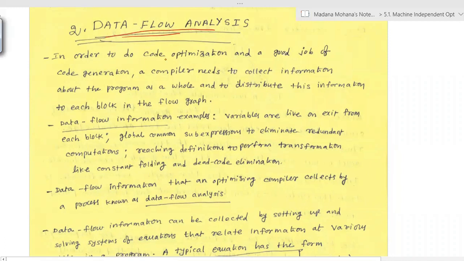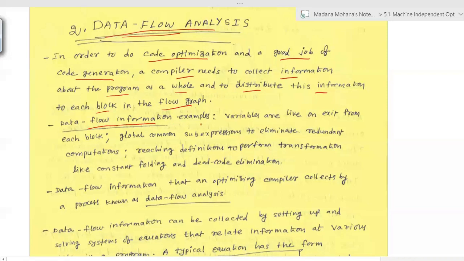In order to do code optimization and a good job of code generation, a compiler needs to collect information about the program as a whole and to distribute this information to each block in the flow graph. So that is the role in code optimization and code generation, with better outcomes. What type of information we have to collect and distribute to each and every block in the flow graph can be done using data flow analysis.